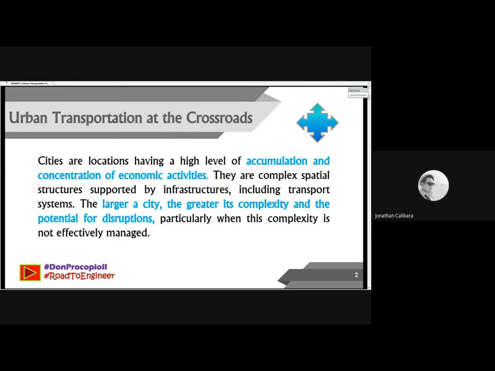Okay, so it is stated here that the larger a city, the greater its complexity and potential for disruptions. Meaning, complexity is the more difficult to consider all the possible problems that may arise during the implementations, during the operations, considering the movement of people. For example, we have designed a good transportation system, but we did not consider the temporary movement of vehicles. How are you going to divert the movement or the flow, the traffic?